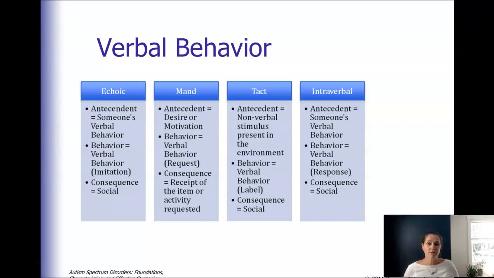An echoic skill is just an imitation, where you say something and you want the learner to practice saying it back to you. So the antecedent in an echoic skill is saying something like, say car. The behavior is the imitation of the word that you just said, and what the learner gets in response for doing that is a social reinforcement.